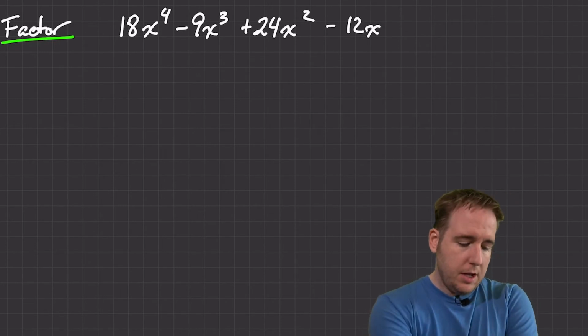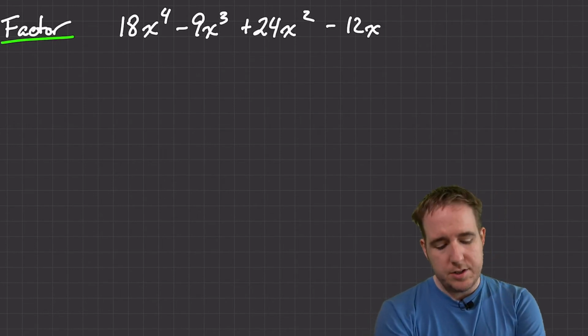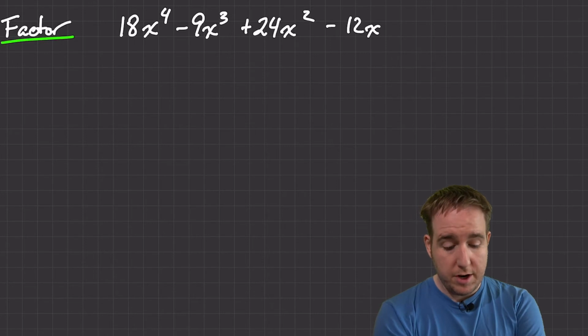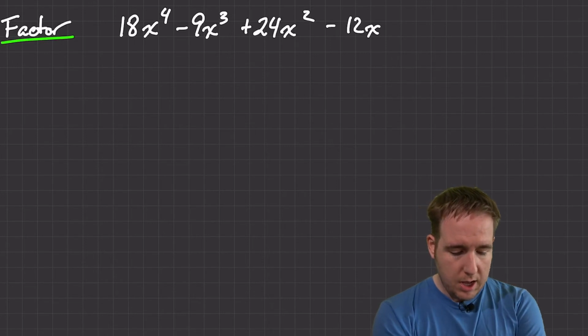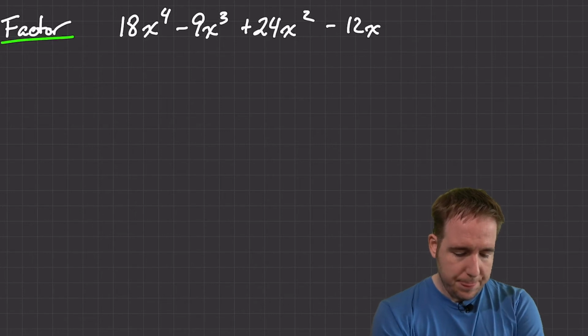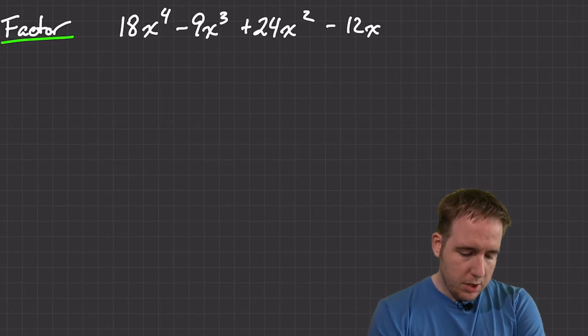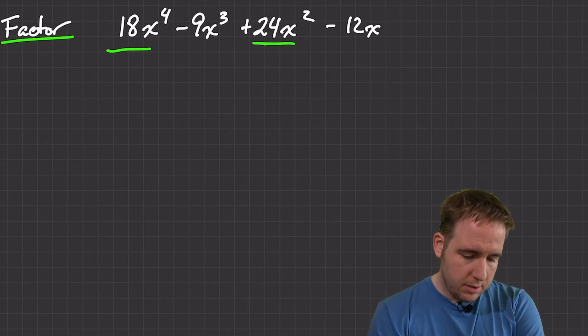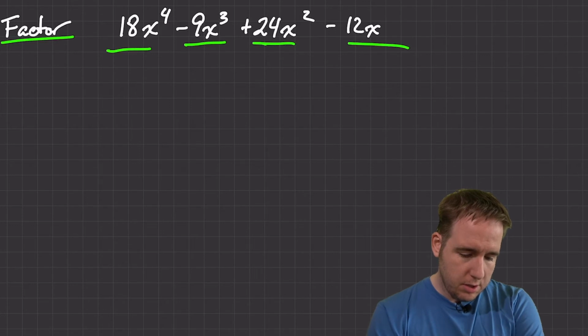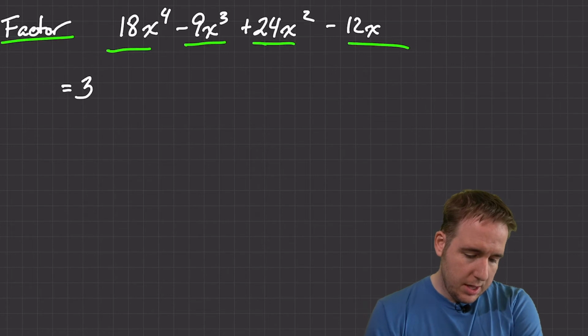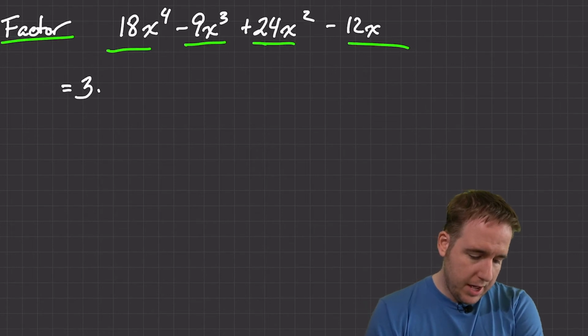Oh, okay. 18x to the 4 minus 9x cubed plus 24x squared minus 12x. Could I pull something out? Yes. 3 of these are even, but 9 is not. Okay. All of them divide by 3. And all of them have an x. Okay, so far so good.